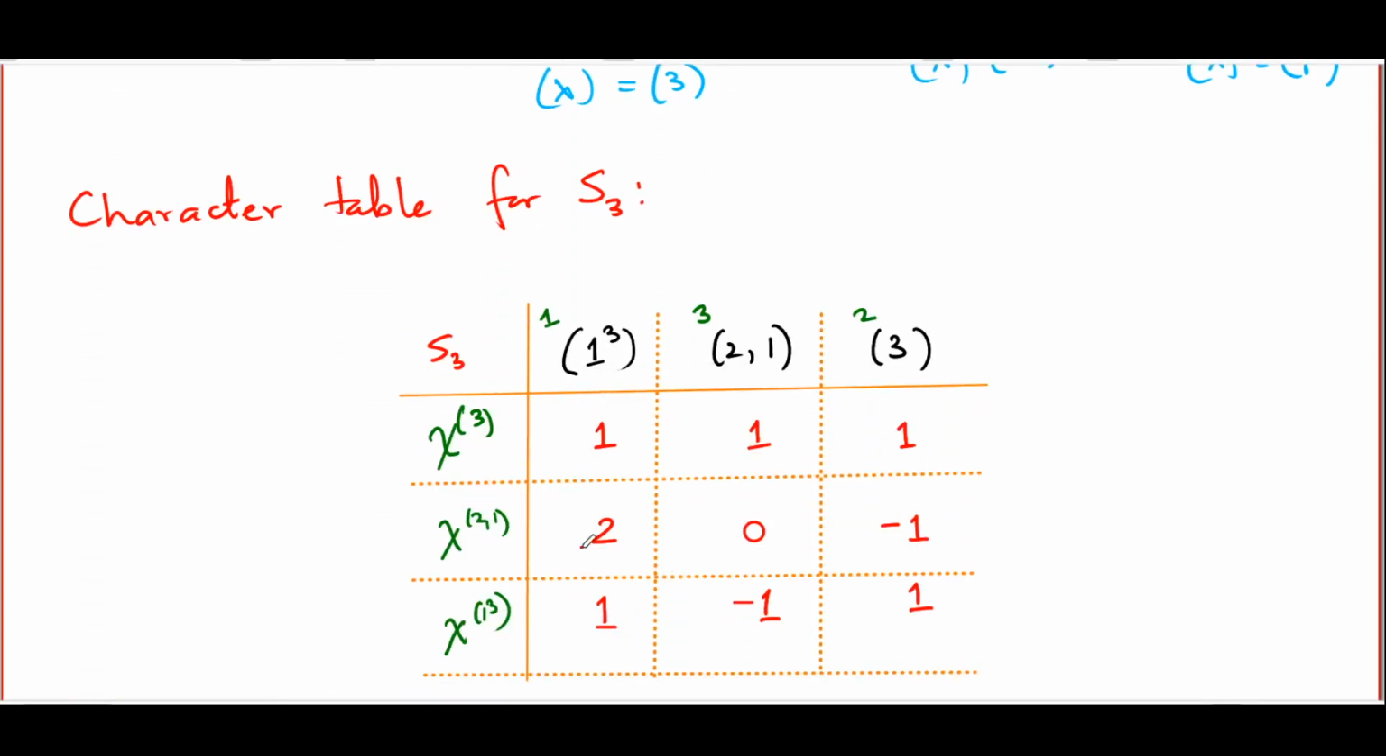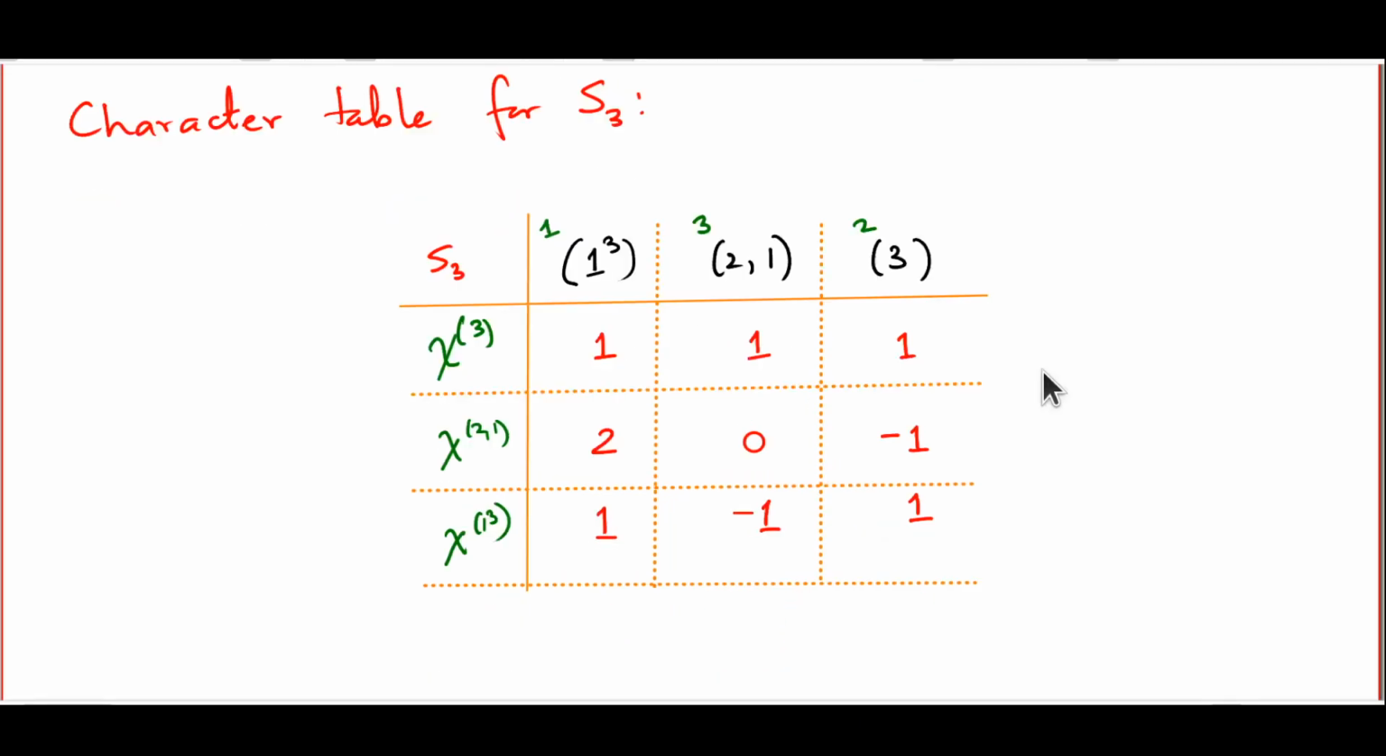Just take these numbers, 1, 2, 1 that we had already found out for 1 cube, 1, 0, minus 1 for 2, 1 and 1, minus 1, 1, what we had just found out for the class with a 3 cycle. So this is actually a set of simple characters that we have found out for S3 using our current approach, and you would all realize that this is our familiar character table for S3. So at least for S3, this method has worked out fine.